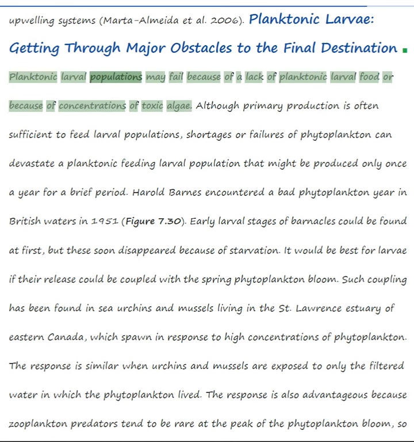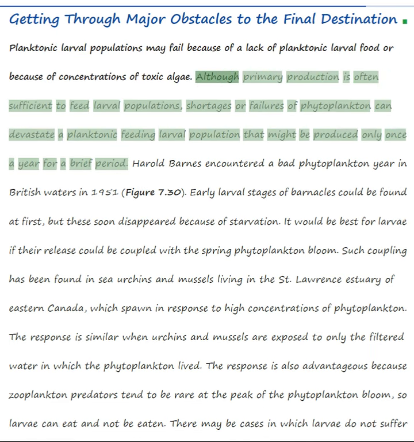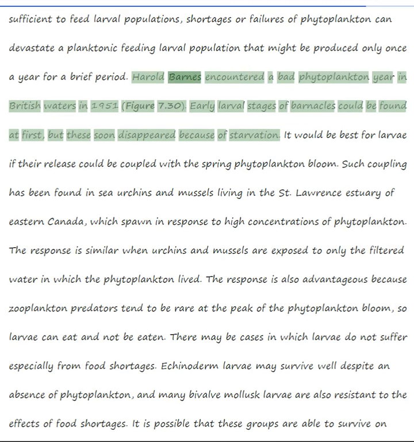Planktonic larval populations may fail because of a lack of planktonic larval food or because of concentrations of toxic algae. Although primary production is often sufficient to feed larval populations, shortages or failures of phytoplankton can devastate a planktonic feeding larval population that might be produced only once a year for a brief period. Harold Barnes encountered a bad phytoplankton year in British waters in 1951. Early larval stages of barnacles could be found at first, but these soon disappeared because of starvation.